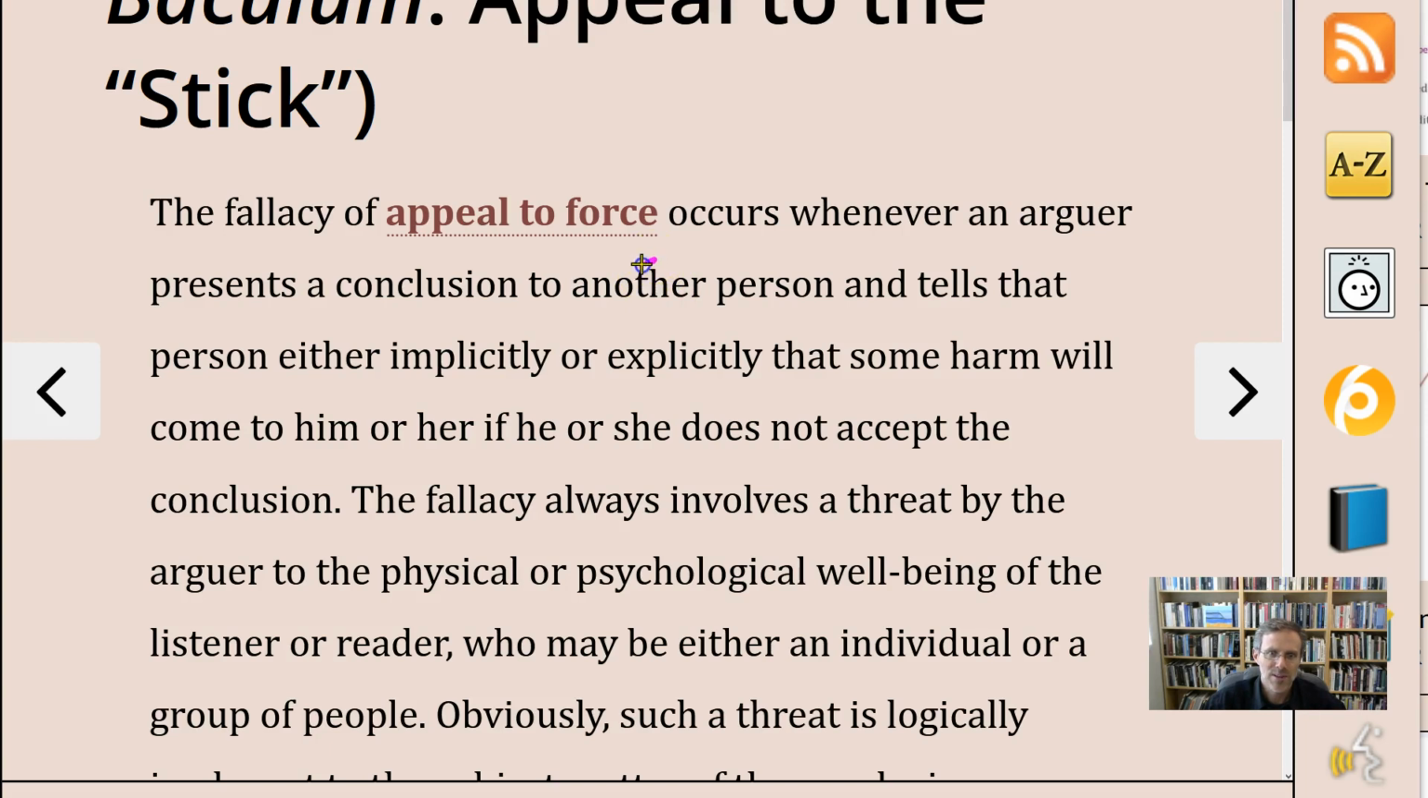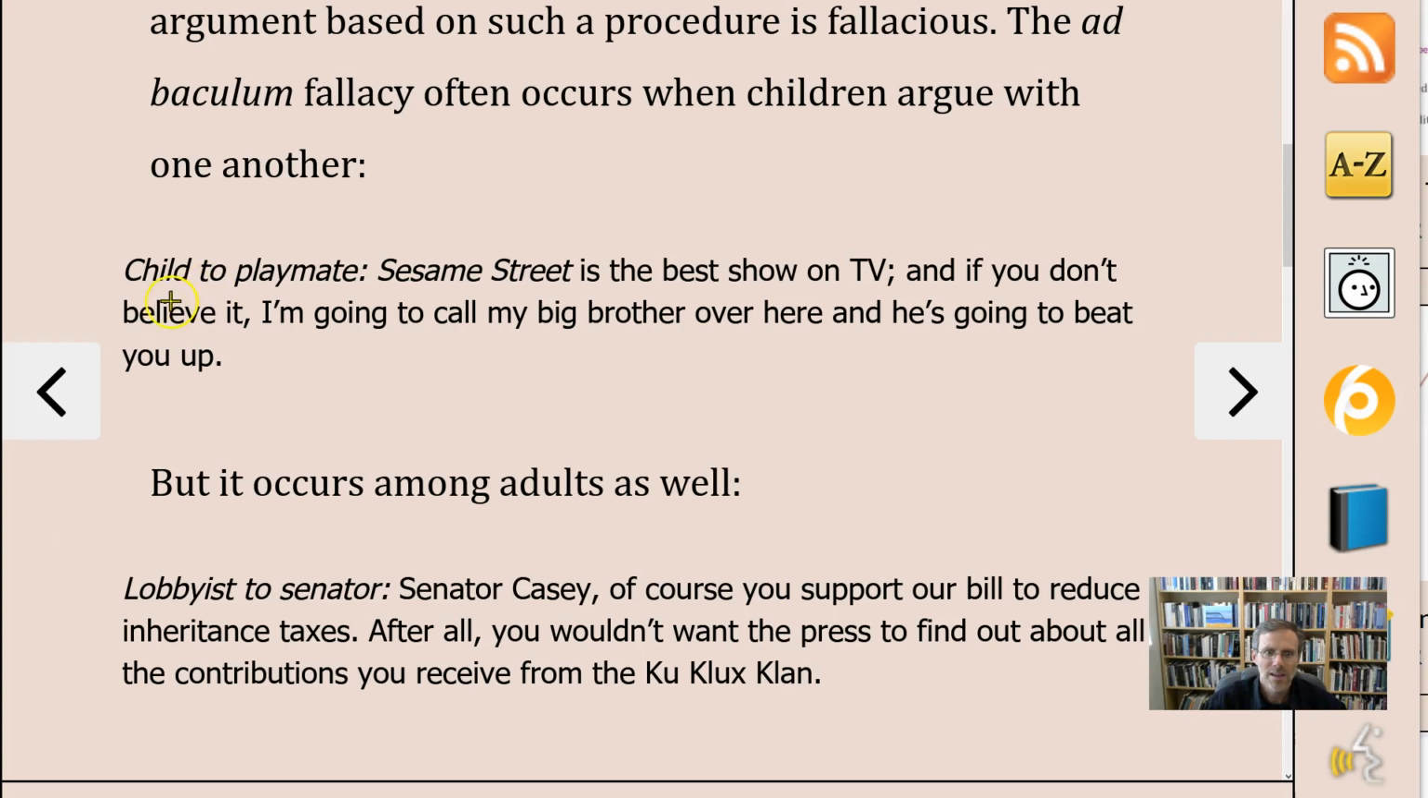The first example that Hurley gives is the appeal to force. An appeal to force is made whenever someone attempts to force you to believe a conclusion just by offering a threat if you refuse to believe the conclusion. Of course, a threat is not good evidence that any conclusion is true, and so for that reason it's a fallacy. Here's a nice example given by Hurley.